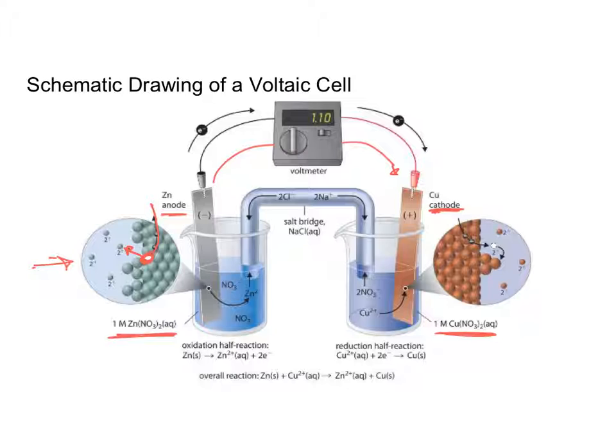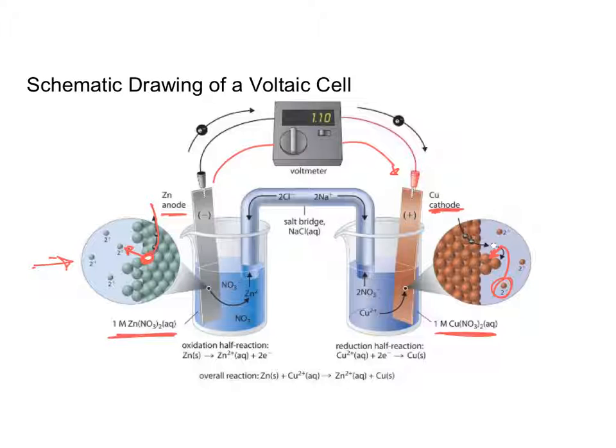And on the cathode side, the electrons, as they come down into the cathode, what they end up doing is we end up with a buildup of electrons, and as a result of that, the copper ions in solution are now going to pick up these 2 electrons, and they are going to become solid copper.